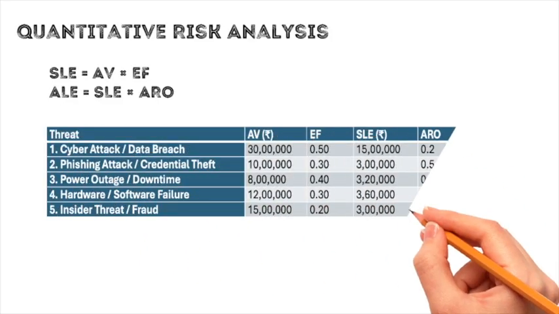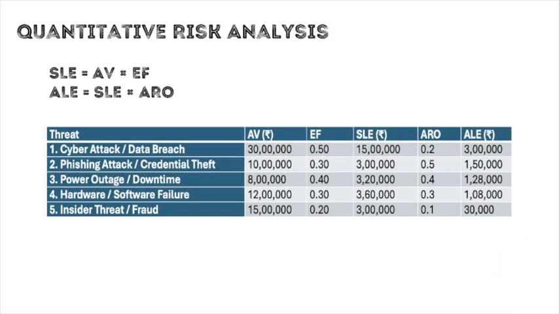In quantitative risk analysis, we estimate the financial impact of each threat. We use 4 parameters: asset value, exposure factor, single loss expectancy, and annual rate of occurrence. The result gives us the annual loss expectancy, or ALE, representing total expected yearly loss. Here is the quantitative summary of the top 5 high-risk threats.